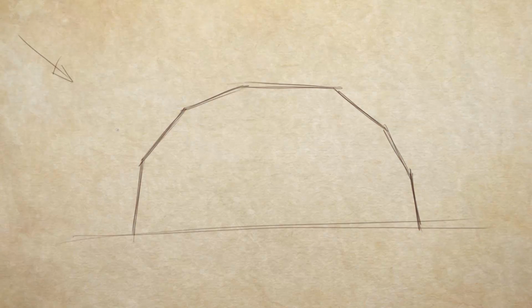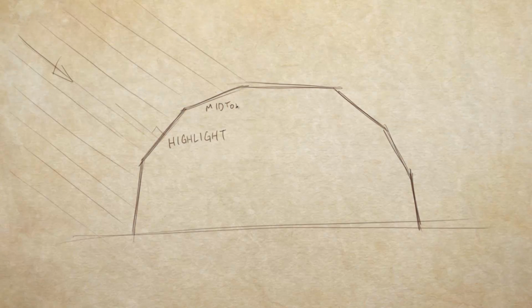Now, the perpendicular surface here would be lit up the most. So that is called the highlight. Now, these two surfaces aren't perpendicular, but if the light's coming from this direction, they're still getting hit. They're getting hit by less light, but they're still getting hit by light. So these are called midtone. So midtone is still in the light side. And this one too is also midtone.